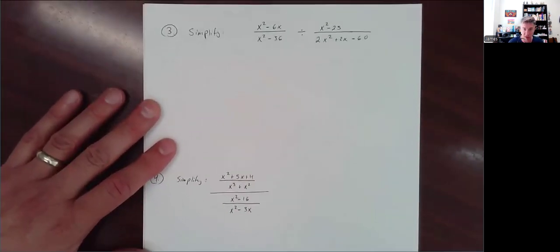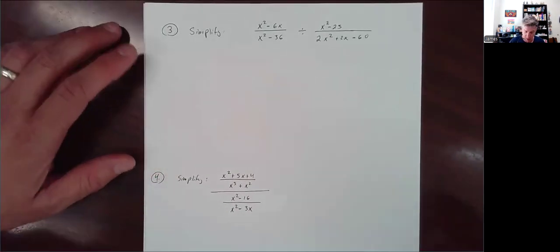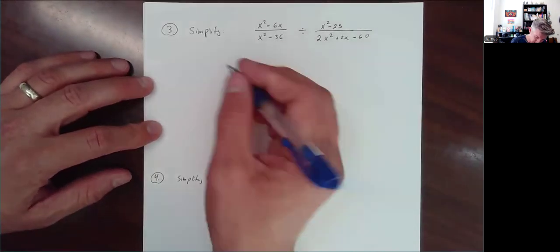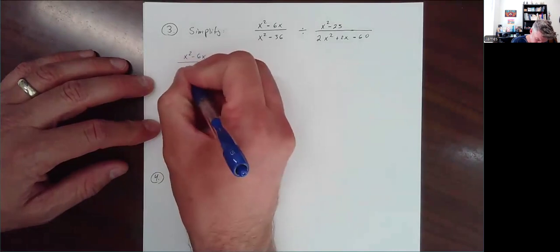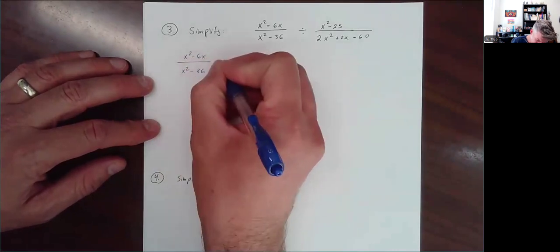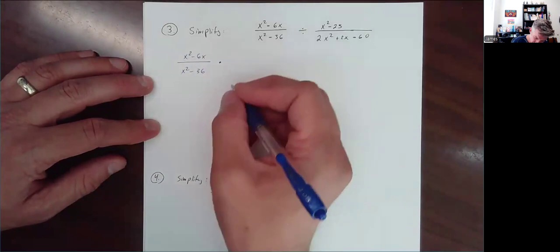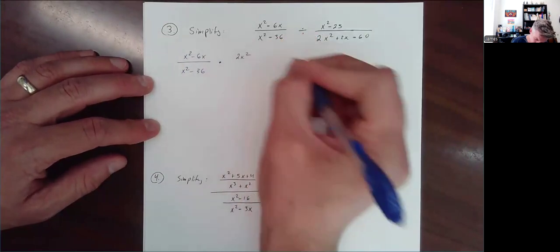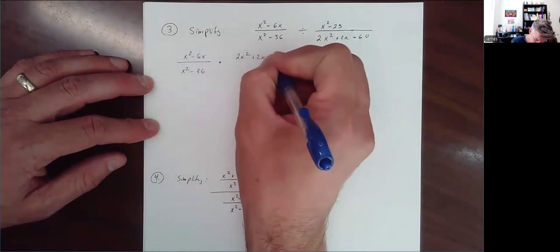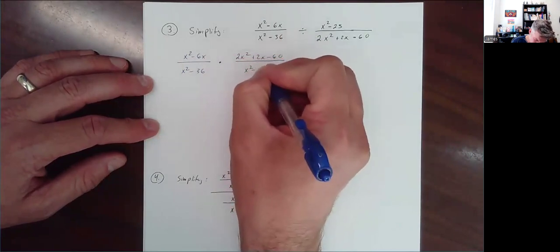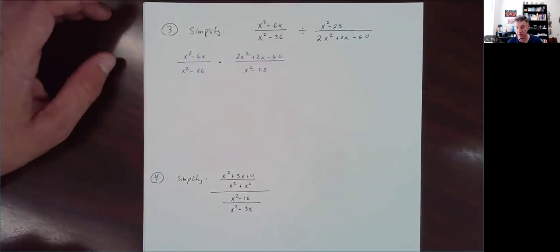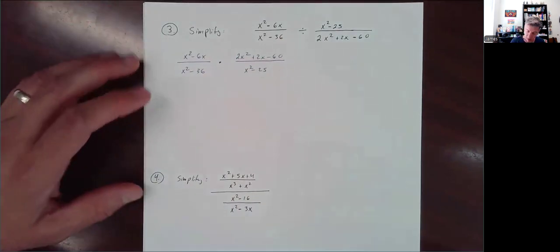I think the first thing you should do, or I should do, is instead of saying this divided by that, I'm going to rewrite it as x squared minus 6x divided by x squared minus 36 multiplied by the reciprocal of this. That's going to be 2x squared plus 2x minus 60 divided by x squared minus 25. Now, I do think I also probably could have done some simplifying in that first step, but I didn't want to make it more confusing.